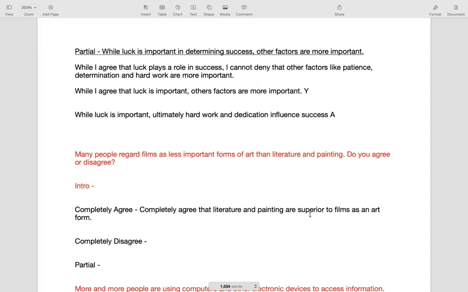Okay, so you can use that, just express it, right? Like that. I completely agree that literature and painting are superior to films as an art form. You can paraphrase. Paraphrase shows that you're comfortable with the language. Even if you don't paraphrase, it's fine. You can, but that's what I'm saying. Okay, next part. What if you have to disagree? What would that mean?